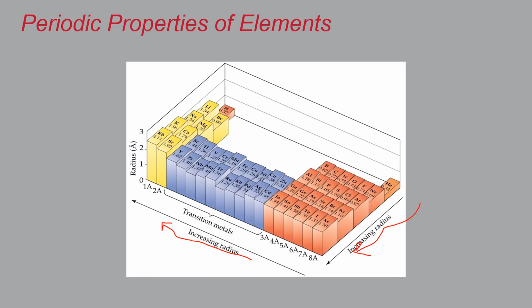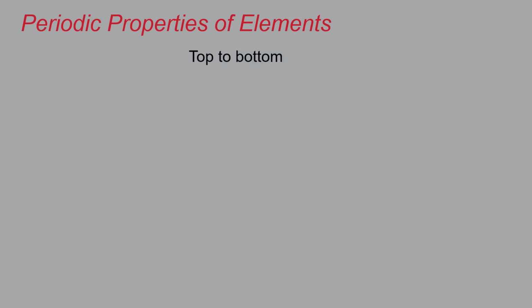And I want to discuss both of these in turn. And I'm going to start with the top to bottom trend first because it's easier. So what's different about the outermost electrons as you go from the top to the bottom is simply that they've got a larger n value.